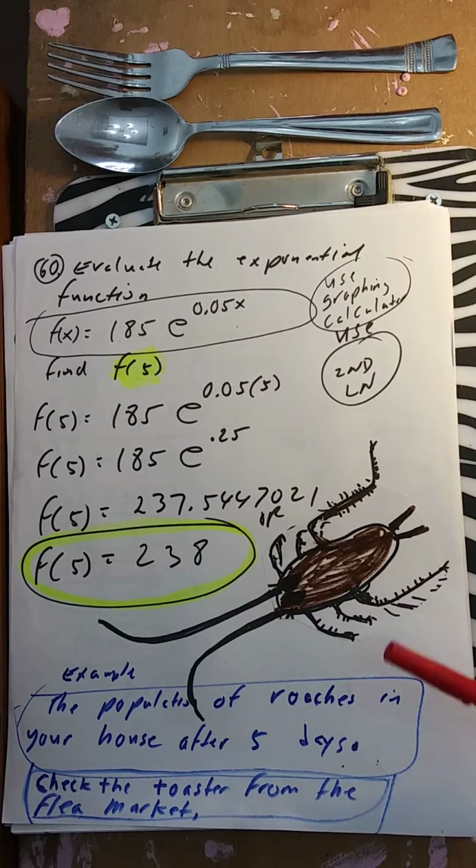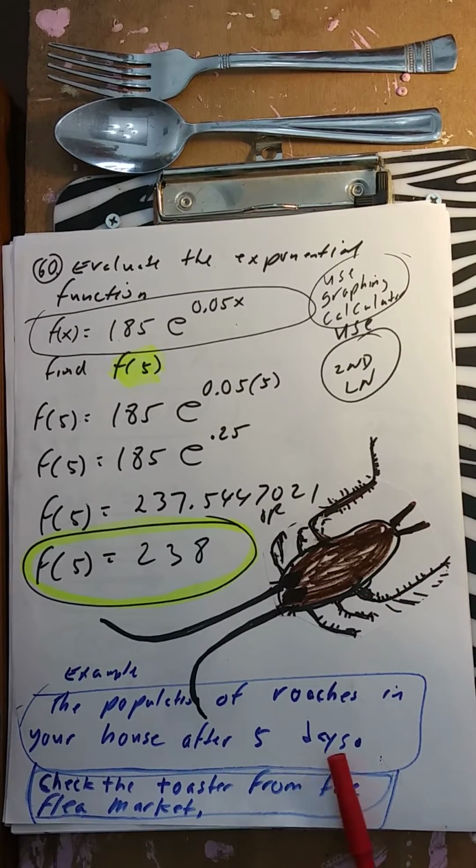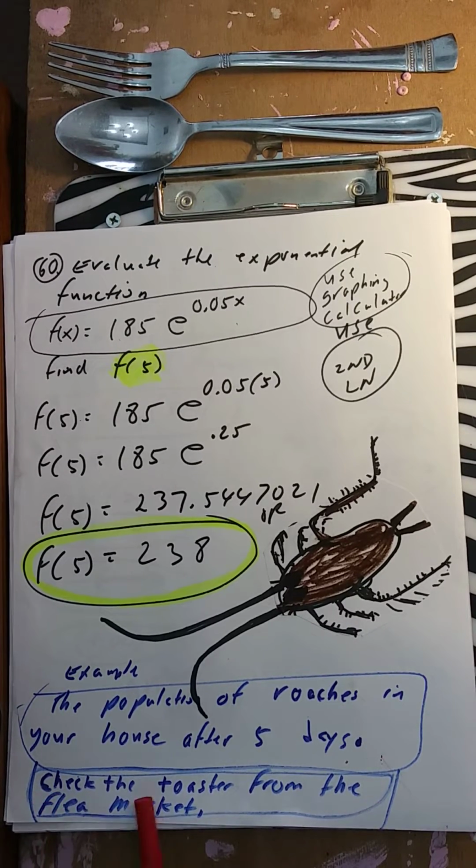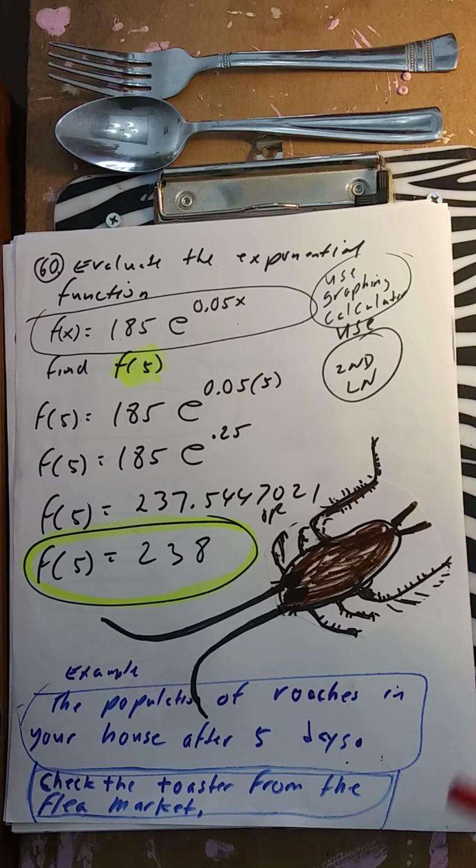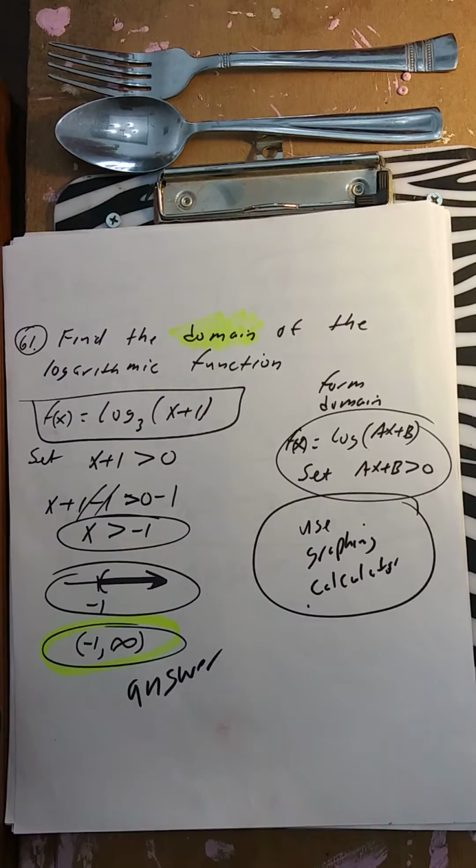So that's the population of roaches in your house after 5 days. Remember, you went to the flea market shopping. You checked the toaster from the flea market that you bought and brought home because it might have stuff in it, maybe little bugs. So 5 days later, you got more visitors.